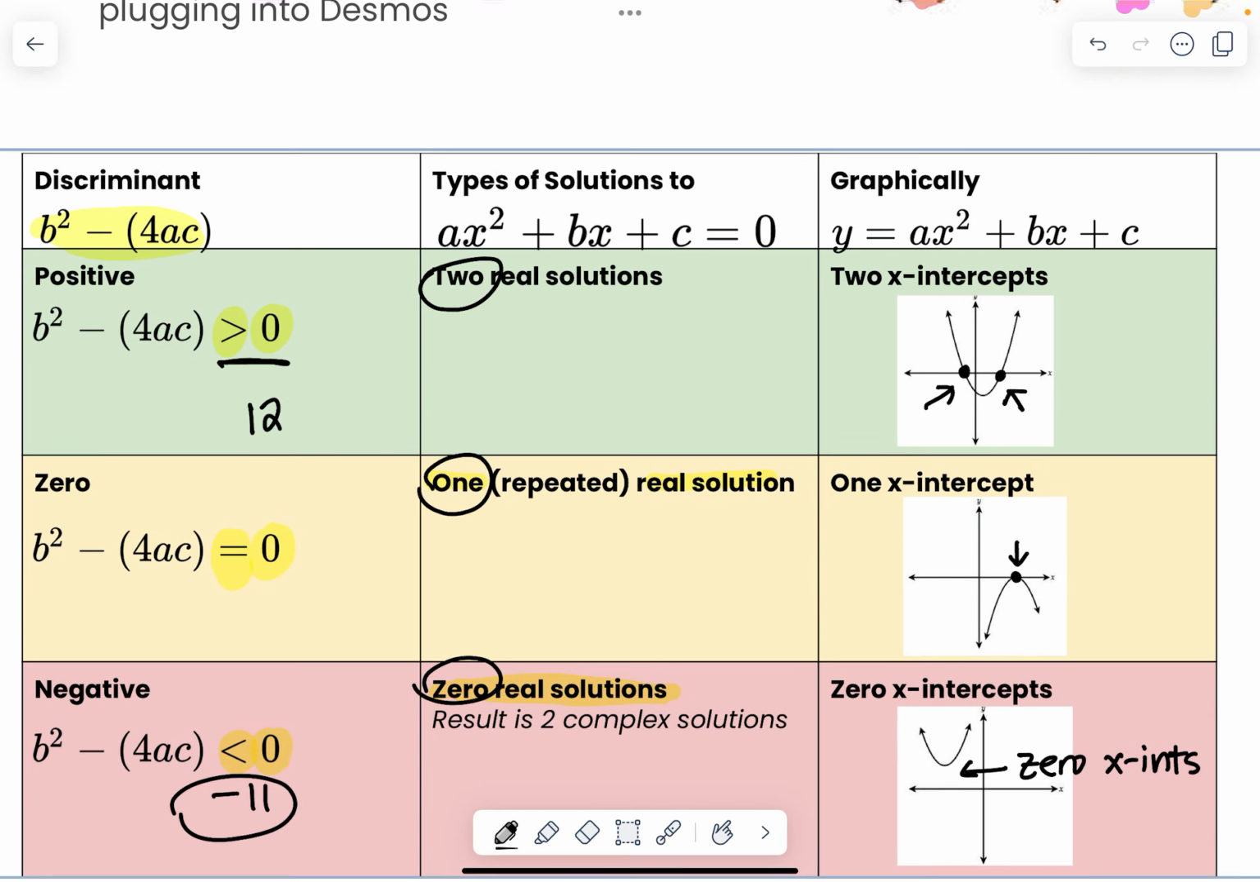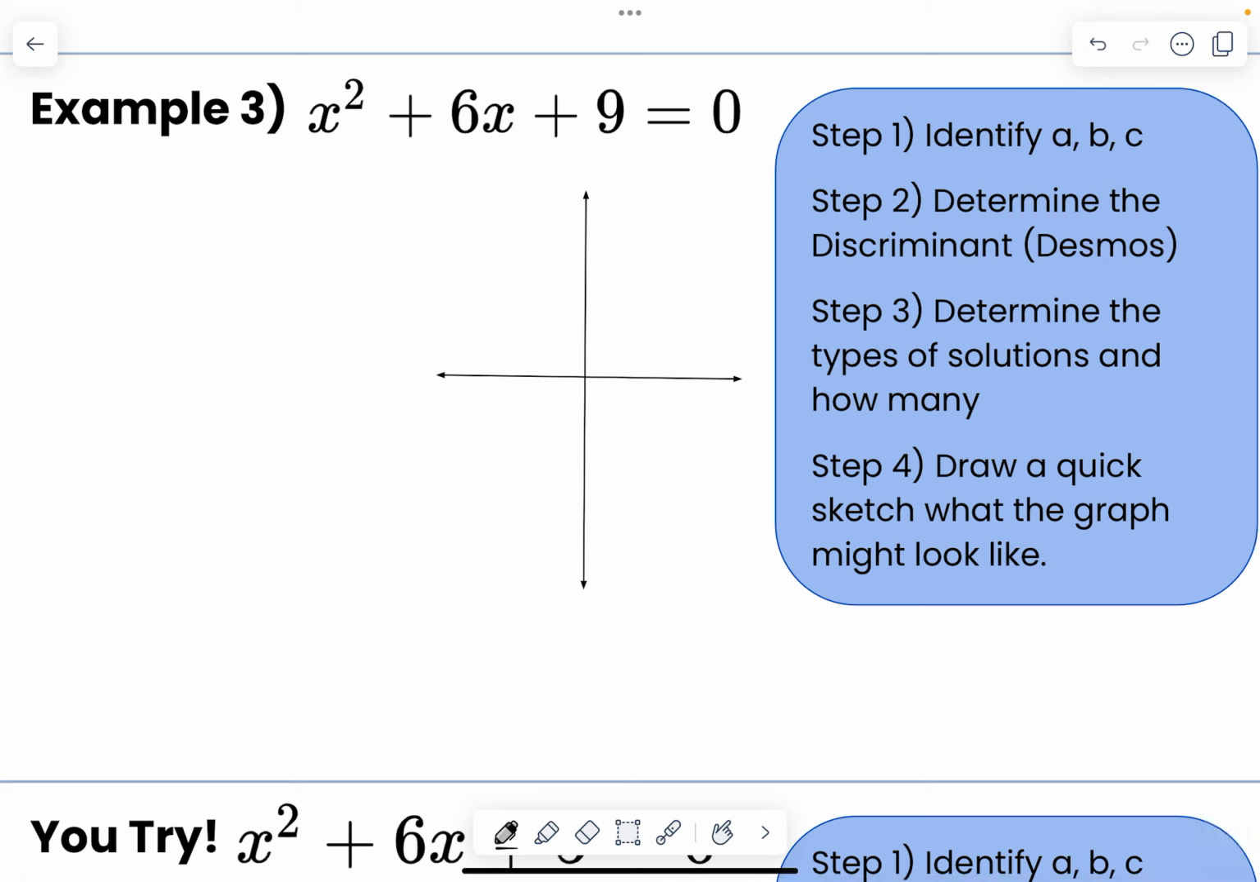All right, one more. We got this, guys. X squared plus 6x plus 9 is equal to 0. All right, let's not waste any time, right? Time's a ticking.